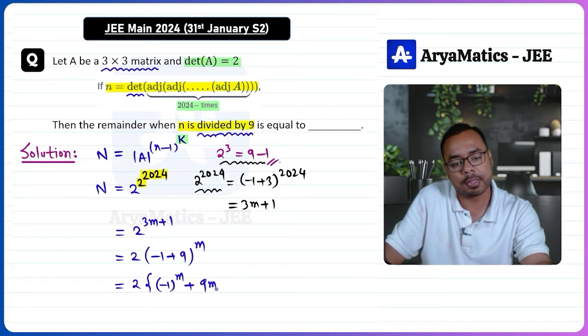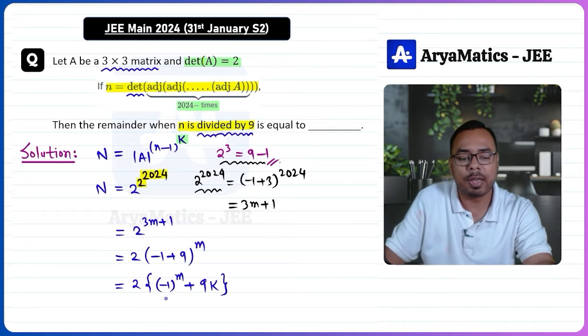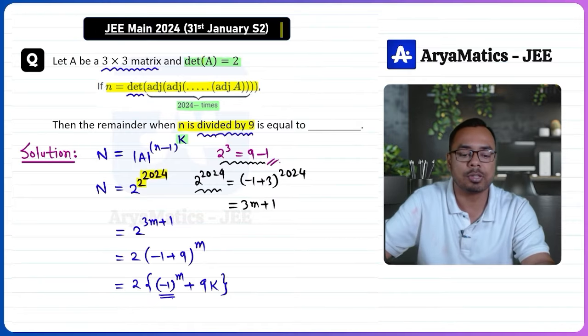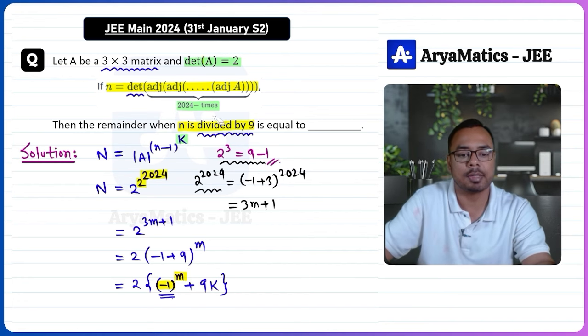So therefore we can write this number as (-1)^m + 9k, where k is some integer. Now we have to find whether m is an odd number or an even number, because if m is odd, then (-1)^m will be odd, and if m is even, then (-1)^m will be even. So for that we have to look at this equation, right?